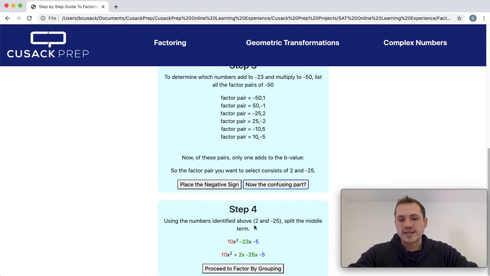We then go through this, and we found that those two numbers are 2 and negative 25, and we use that to split the middle term. This minus 23x is split into positive 2x and minus 25x, while the first term and the last term remain untouched.